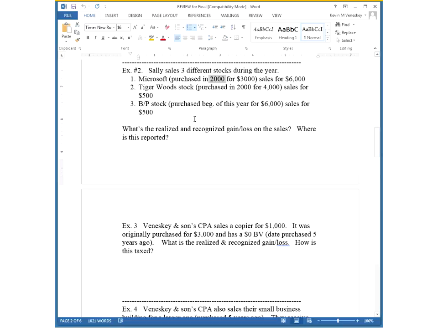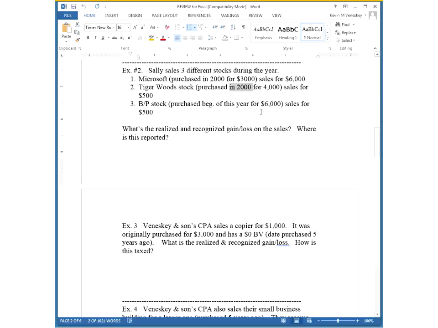Microsoft was purchased well over a year ago, so this would be long-term. This would be a long-term gain of $3,000. As I'm going through these, I would note that down. You would write down long-term gain, $3,000. This stock here, also long-term, was sold for a loss of $3,500. So right now we can net those two, and we have a long-term loss of $500.